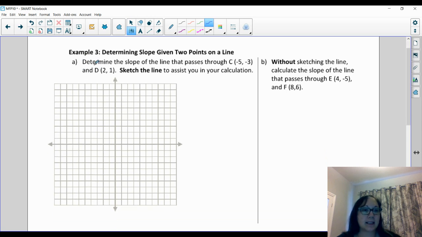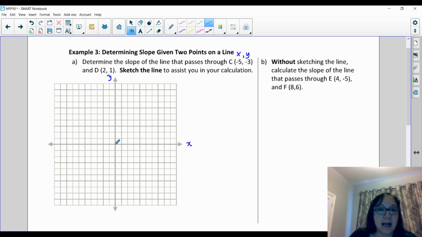So example 3 is asking us to determine the slope of a line that passes through point C, which is at -5, -3, and point D, which is at 2, 1. So I'm going to start by plotting those points. So remember, the first number listed in an ordered pair is always the x-coordinate, and the second number is the y-coordinate. And so this is our x-axis, and this is our y-axis. So we always start at the origin, which is 0, 0.